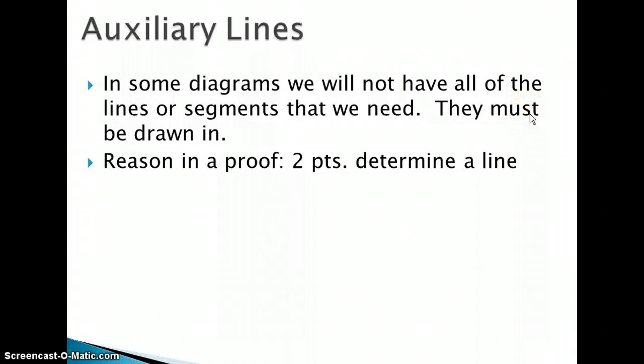Alright, last thing we're going to talk about today is auxiliary lines. We'll go through this pretty briefly. In some diagrams, not everything's going to be there. It looks like just about everything's there, but there's something missing. In some cases, we're going to have to draw in segments to make two congruent triangles in order to make this proof work. In a proof, if you draw something in, you need to state that you drew it in. And you'll see that in the next example, we're going to have to draw something in. And the reason that we're going to put on the reason side is 2 points determine a line.